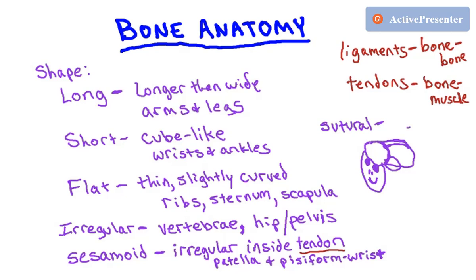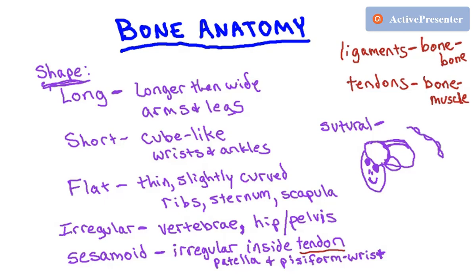But sometimes when sutures form, instead of just one line or one crack down the side of the skull, these little tiny bones can pop up sometimes inside the suture, and those are called sutural bones. There's not much on tests about sutural bones, but I wanted to include that to give you the complete list of how you classify bones by shape.